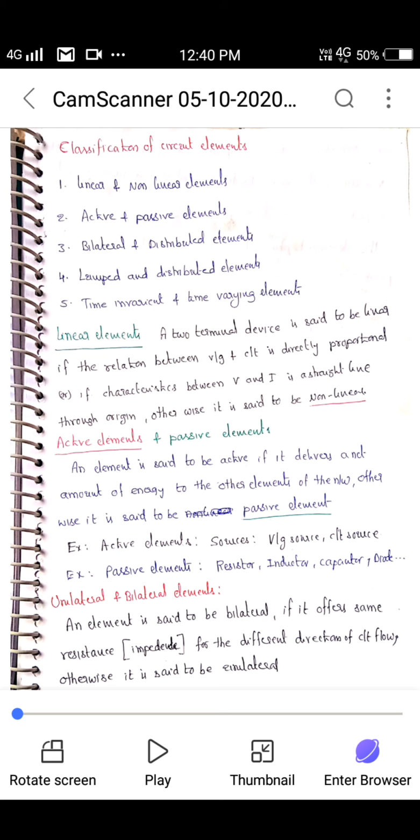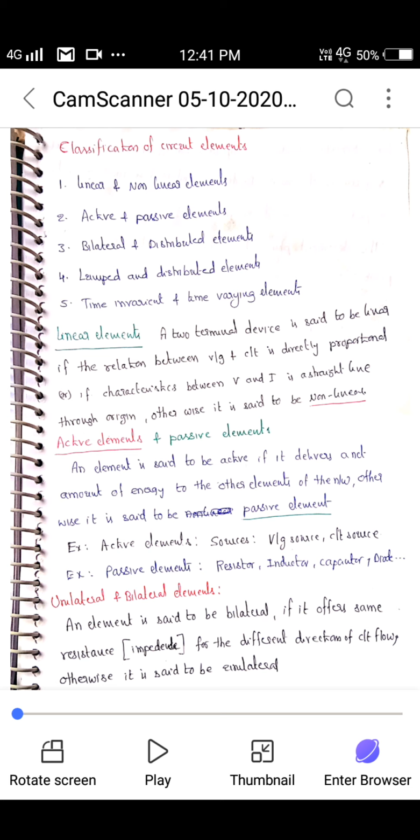The examples for linear elements here are resistor, inductor and capacitor. Why? Because if you see Ohm's law across a resistor, V is equal to I into R. It means in the presence of a resistor, the relation between voltage and current is directly proportional. So the resistor is an example for linear elements.